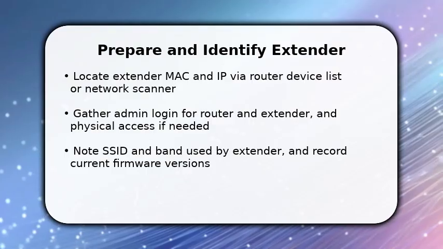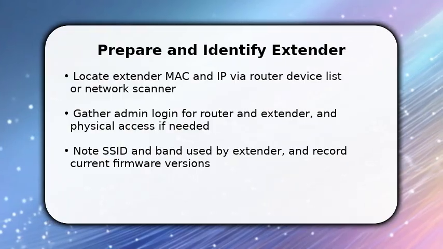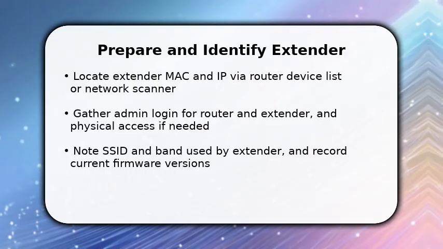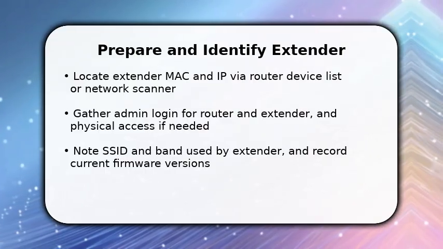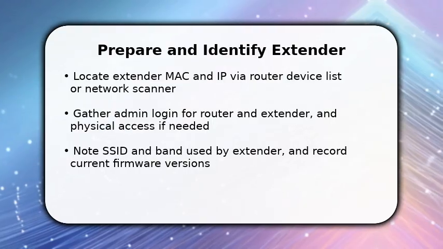Enjoy the video. You start by identifying the device you want to block. Use your router's connected devices list or a network scanner to find the extender's IP and MAC address. Once done, gather admin credentials for both the router and the extender.